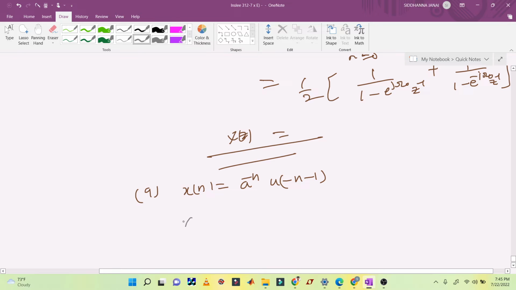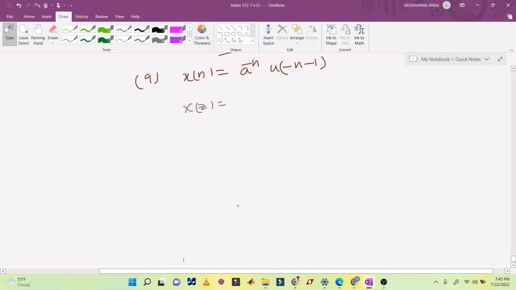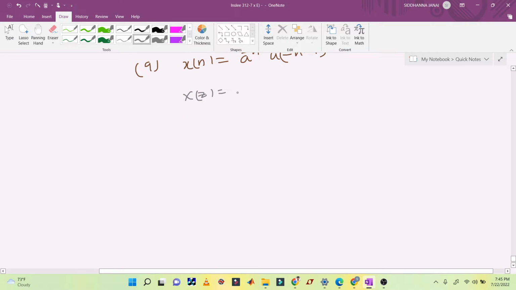So x of z is equal to summation n equals minus infinity to plus infinity x of n z to the power minus n. This is the standard equation. Now we can write it as summation n equals minus infinity to plus infinity a to the power minus n u of minus n minus 1. Okay, u of minus n minus 1 is there.